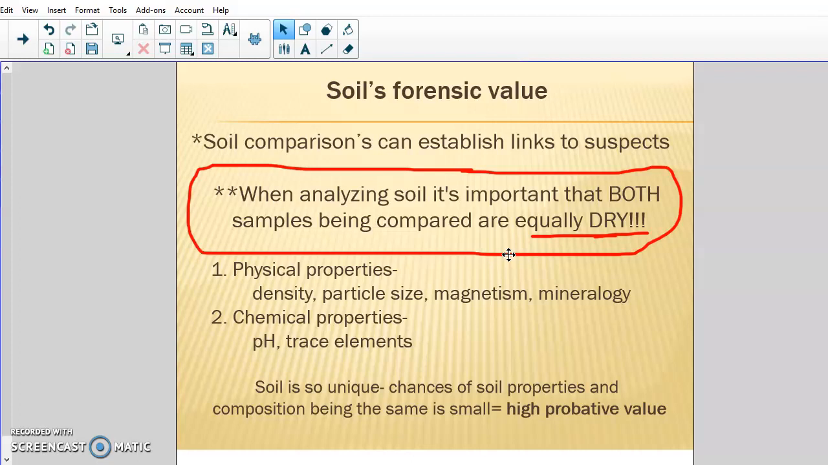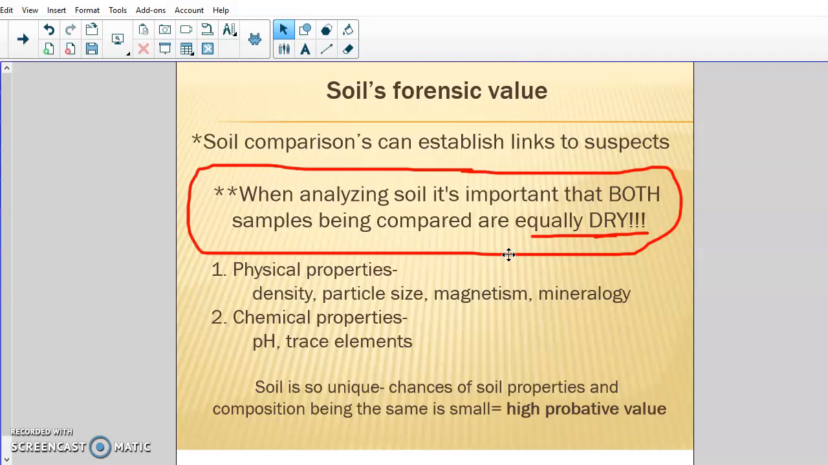So it's really important that you completely dry out all of your soil before you start taking a look at comparisons. And then what they can do is they can compare both physical and chemical properties of the actual soil in order to see differences and similarities and be able to say, like, yes, most likely this car drove through this location. Or the soil that's on the bottom of somebody's shoe came from this general location, and so forth.